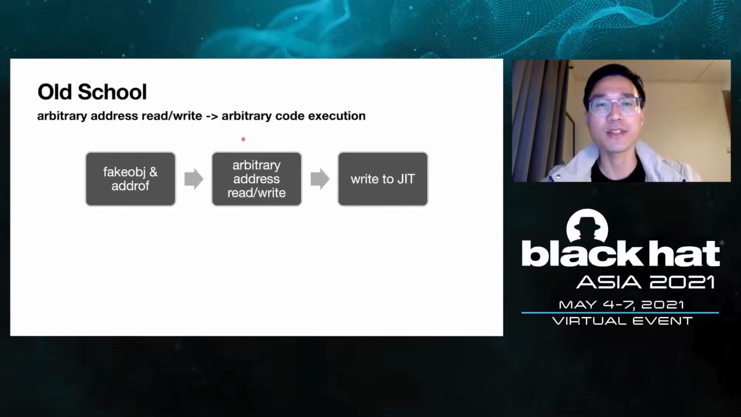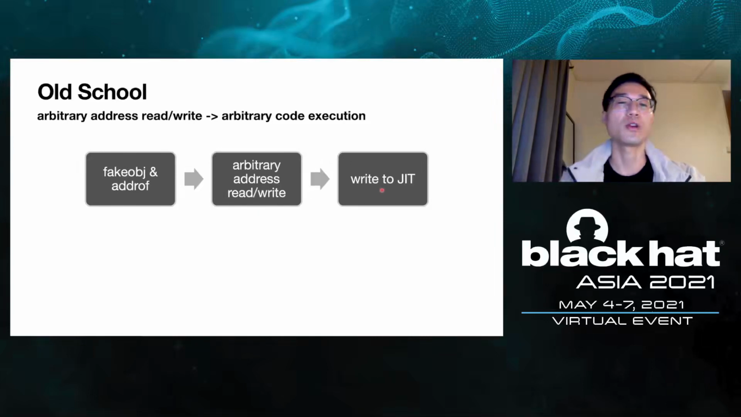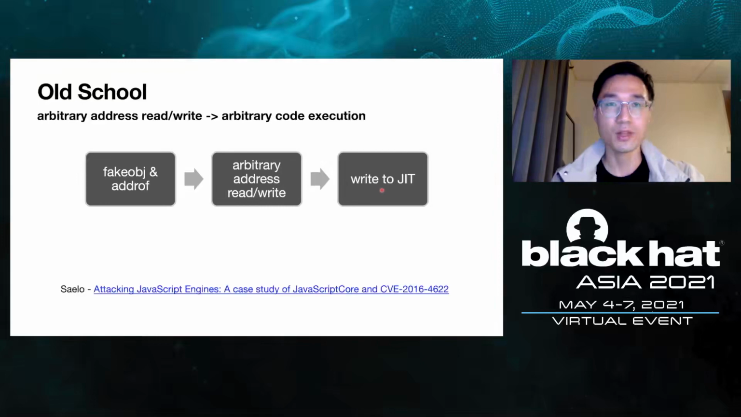After overwriting the length field of the JS array, we can construct fakeobj and addrof primitives. And then we can use these primitives to construct arbitrary address read and write. At last, we write the shellcode into the JIT area to execute arbitrary code. These are all old school things, and I won't go into the details here. Audiences who are interested in it can read Project Zero's article, Attacking JavaScript Engines, a case study of JavaScriptCore, and the CVE-2016-4622.